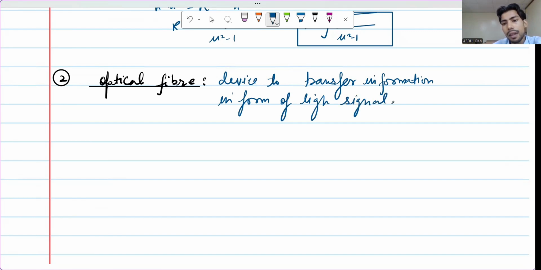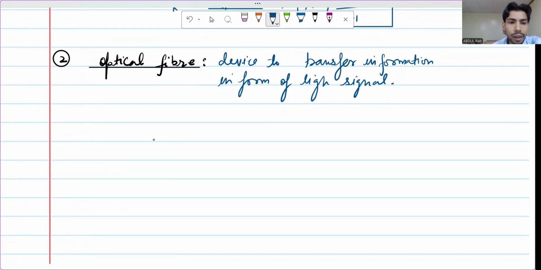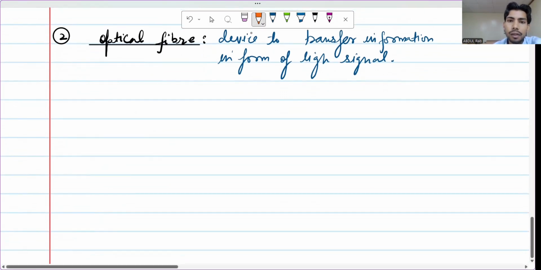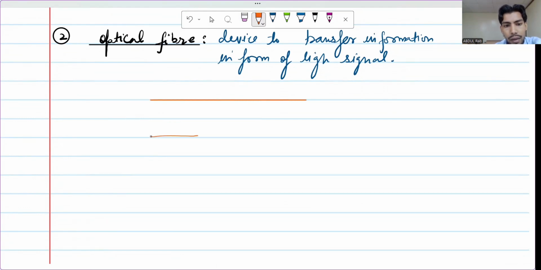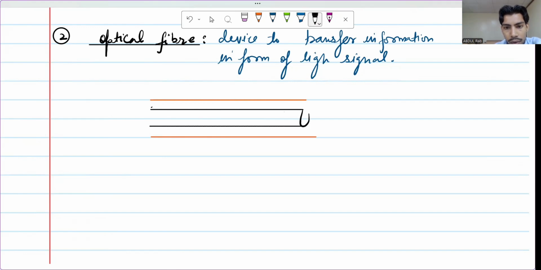What is its construction, and what are the conditions for optical fiber to work, that we are going to study in detail. Firstly, you must know that this optical fiber is basically made up of two materials. It is in the form of a tube, and this tube is made up of two materials. This outer material is called cladding, and this inner material is called core.